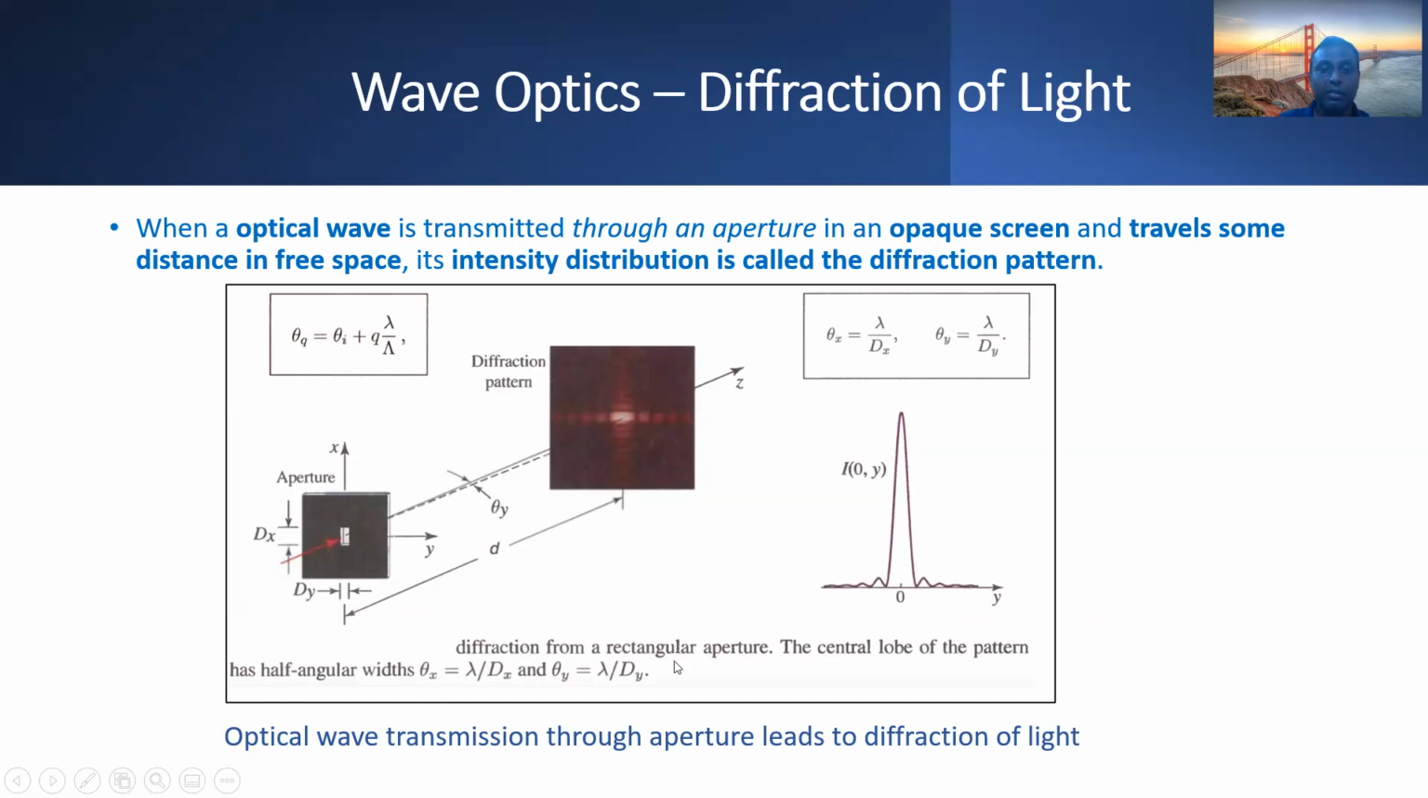Okay, diffraction from the rectangular aperture, right? The central lobe of the pattern has half angular width, which is given by theta x equals wavelength over dx, and theta y is given by wavelength over dy. So this optical wave transmission through an aperture leads to diffraction of light.